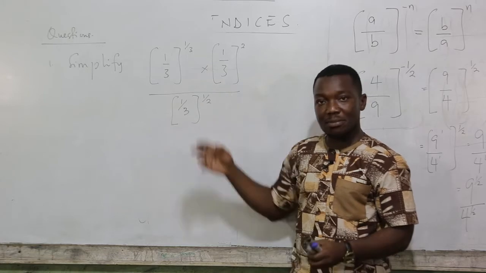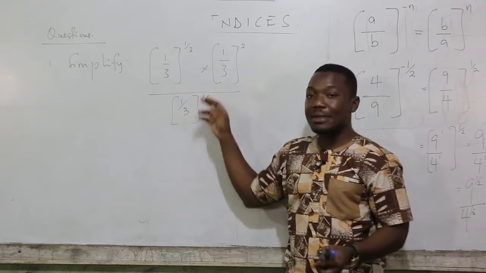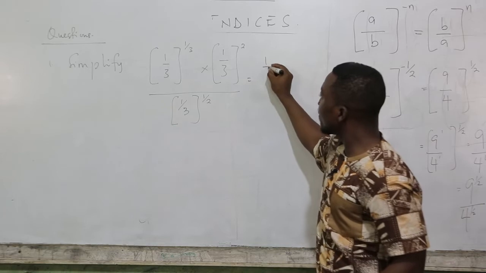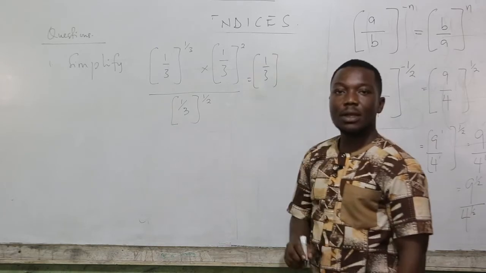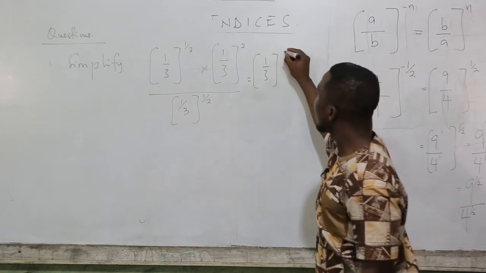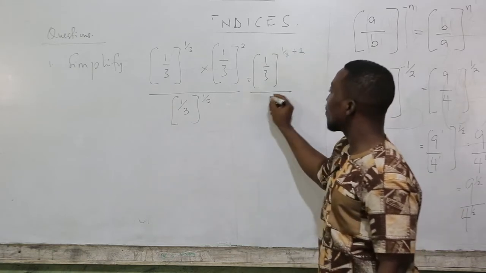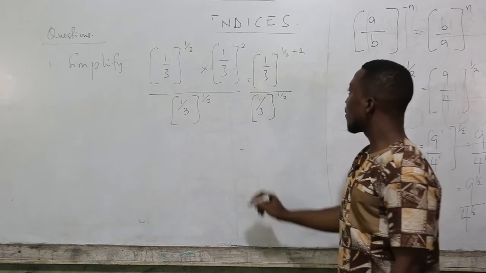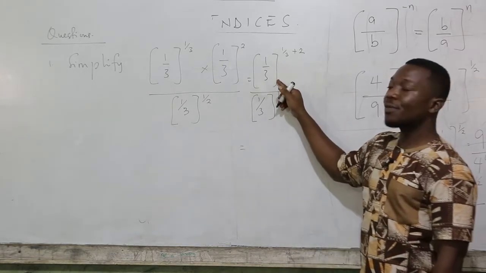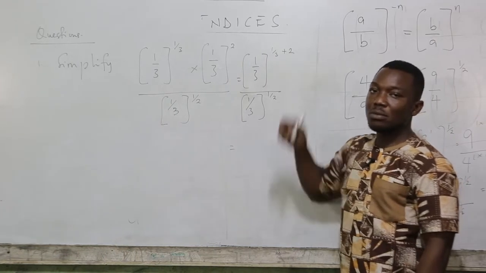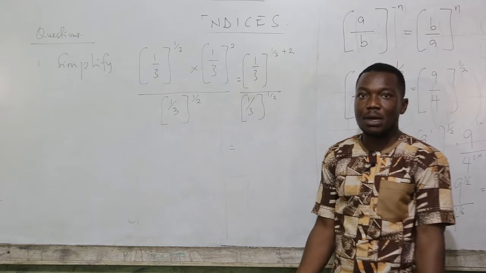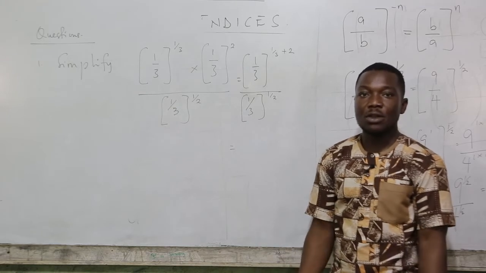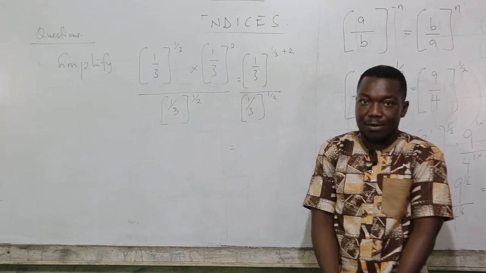Are the bases the same? Yes, the bases are the same. Product law. So we can write one of the bases and then add the powers. So here we have 1 out of 3 raised to the power 2 plus 1/3. 2 plus 1/3 is simply 2 and 1/3. If you have half and you are given 1 and you are asked to add them, you are going to have 1 and a half. So a whole number plus a fraction will be the whole number and the fraction written together.